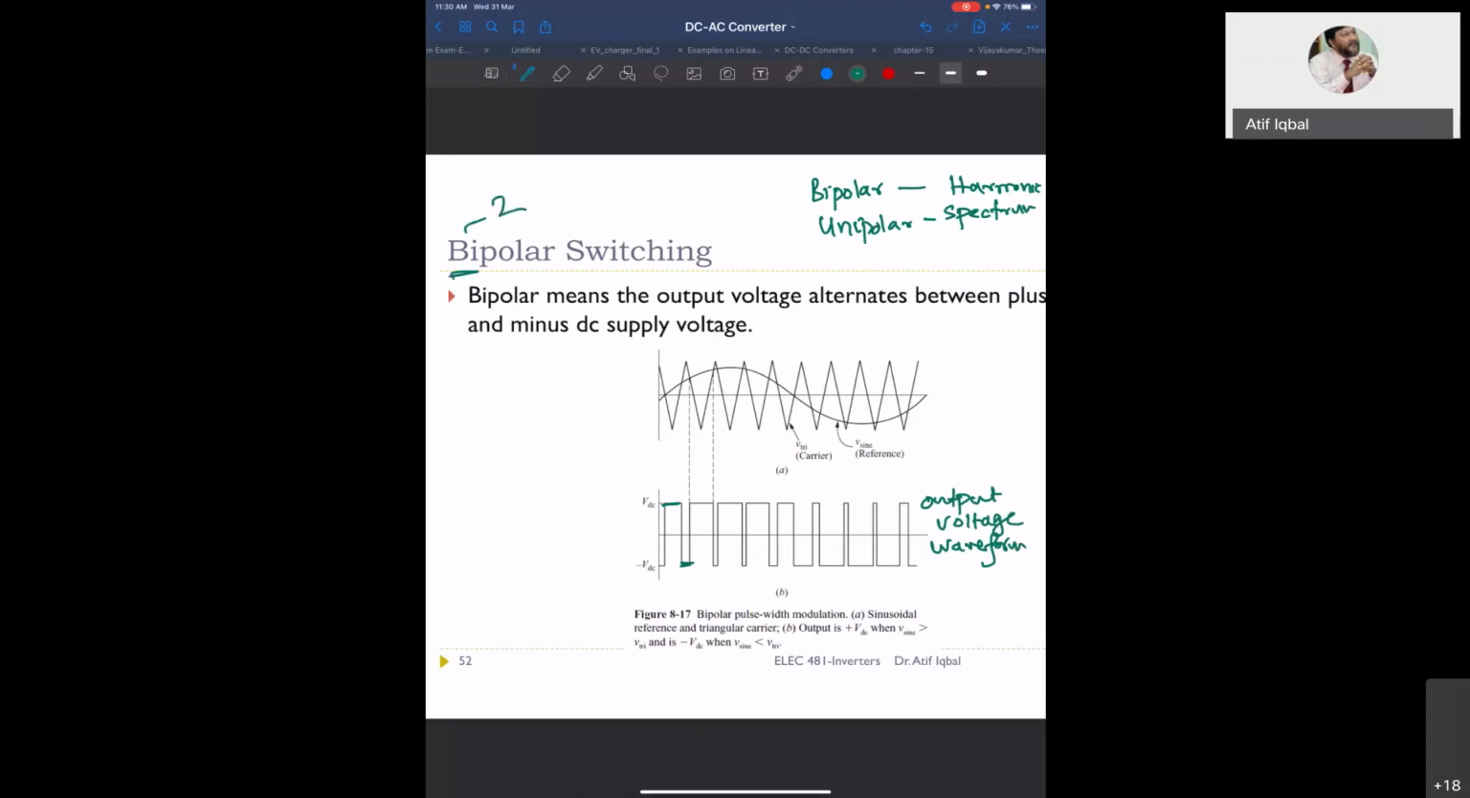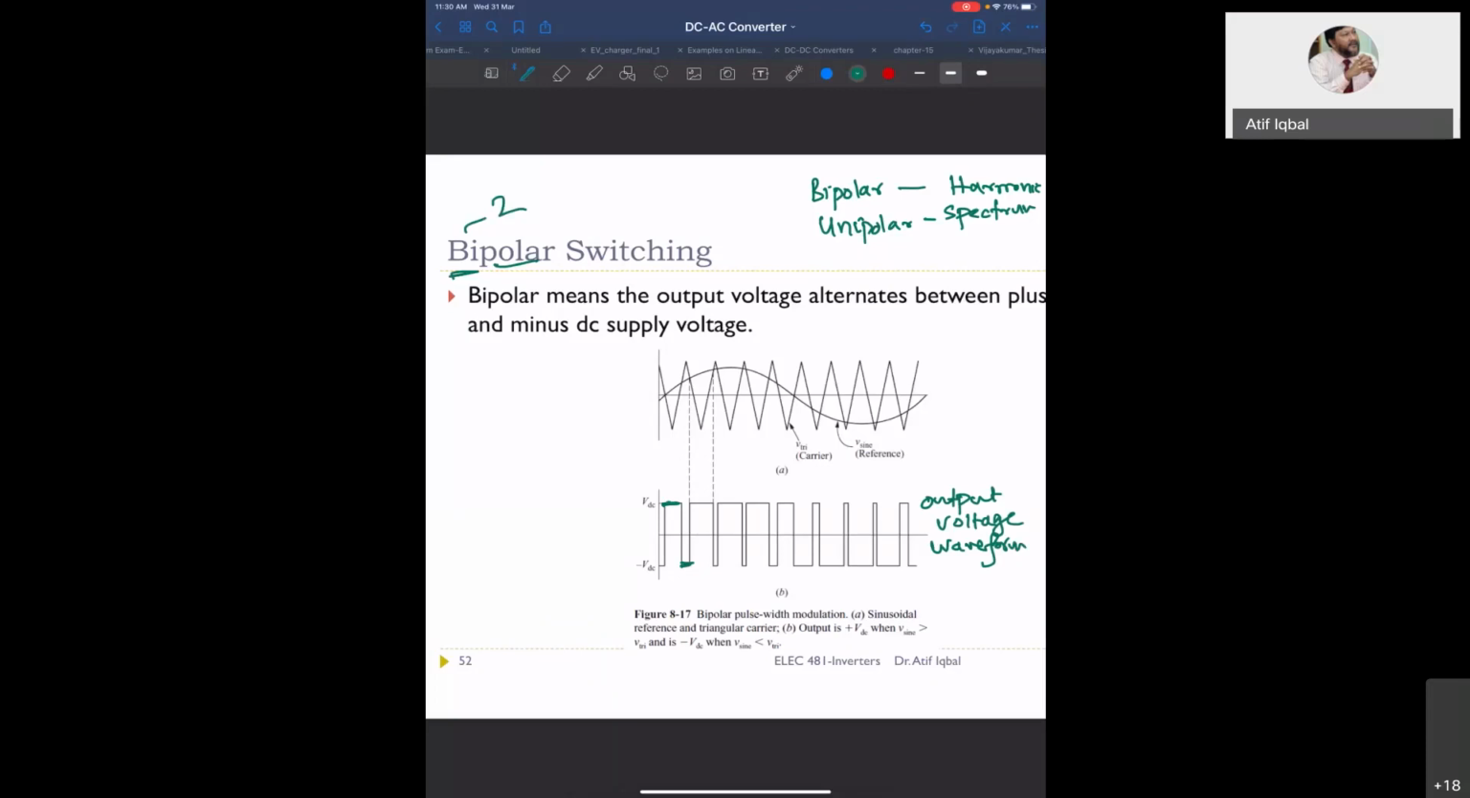This is called bipolar. Why is it called bi? Bi means two. Polar means pole. And this is one pole, this is another pole. So plus VDC, minus VDC, plus VDC, minus VDC. This is what you get in the output voltage.